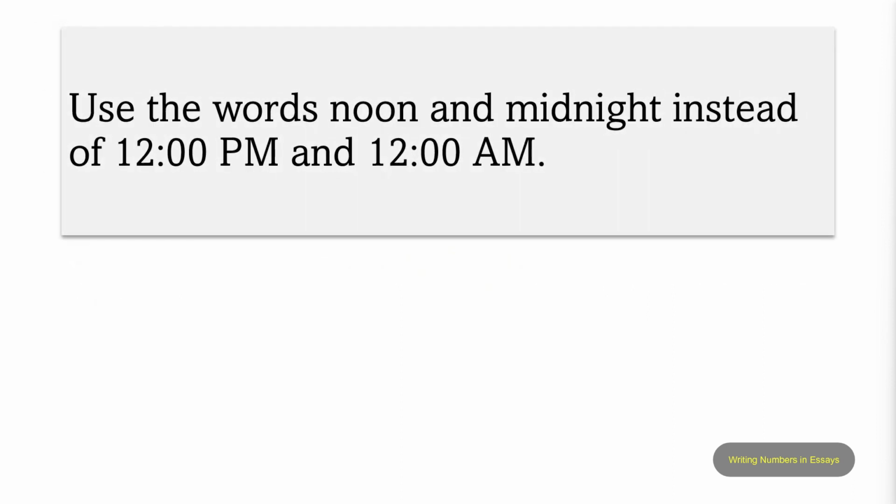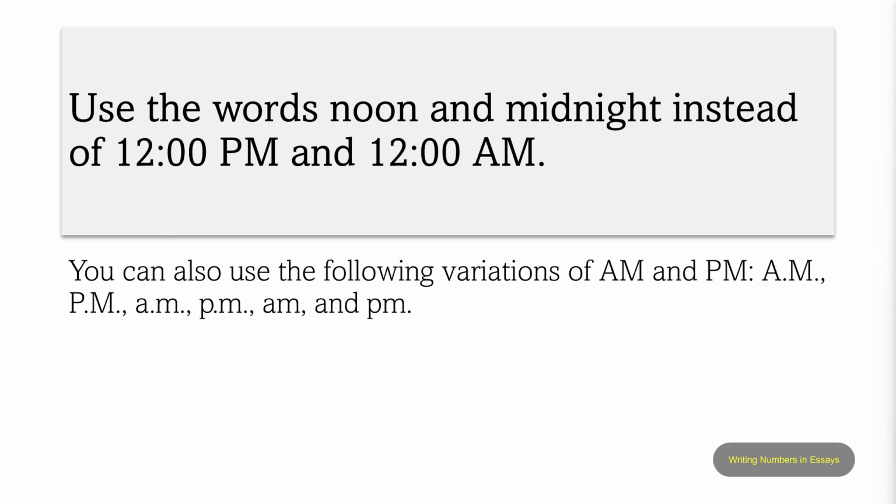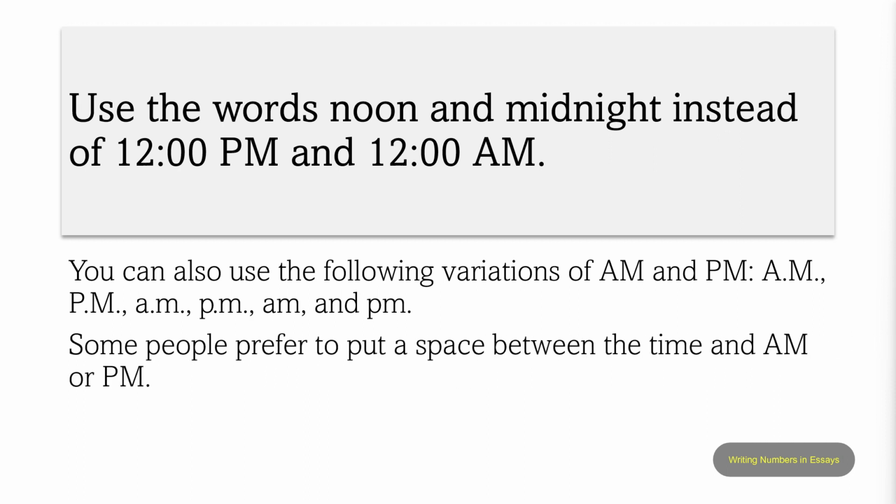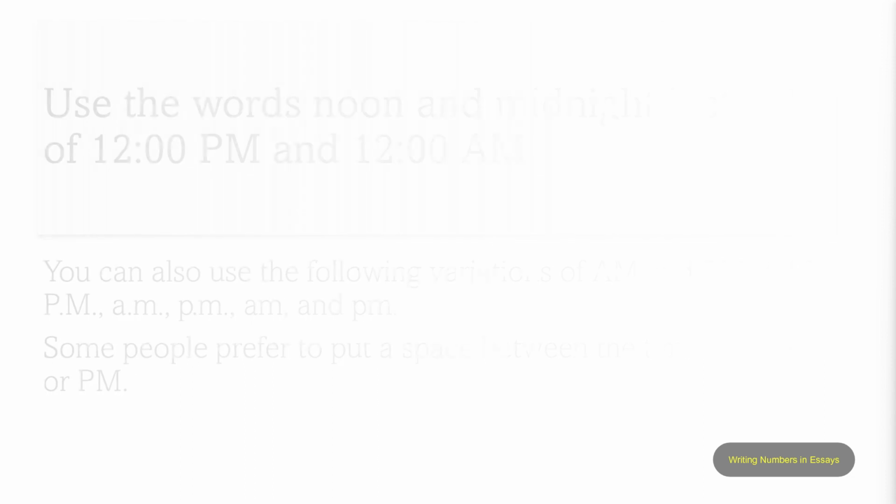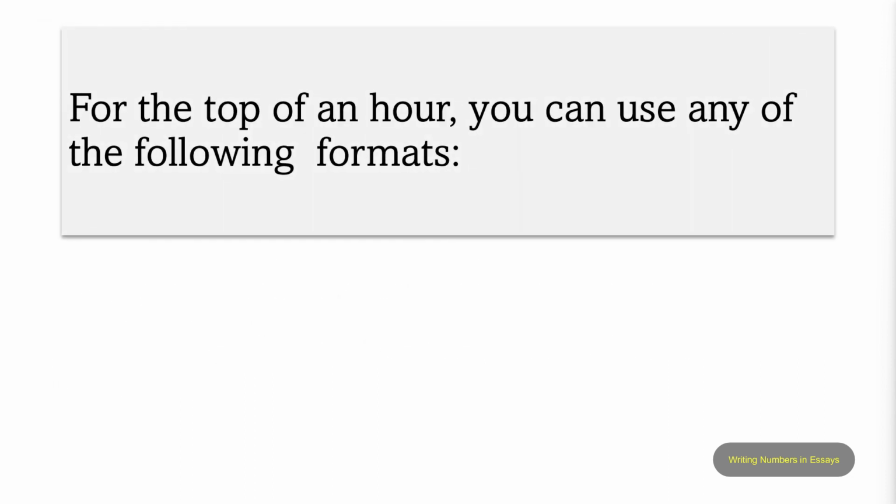Use the words noon and midnight instead of 12 p.m. and 12 a.m. You can also use the following variations of a.m. and p.m. Some people prefer to put a space between the time and a.m. or p.m. For the top of an hour, you can use any of the following formats.